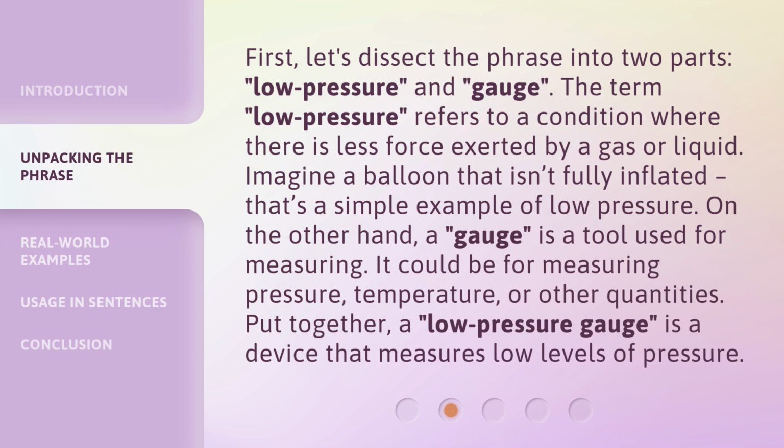First, let's dissect the phrase into two parts, low pressure and gauge. The term low pressure refers to a condition where there is less force exerted by a gas or liquid. Imagine a balloon that isn't fully inflated. That's a simple example of low pressure. On the other hand, a gauge is a tool used for measuring. It could be for measuring pressure, temperature, or other quantities. Put together, a low pressure gauge is a device that measures low levels of pressure.